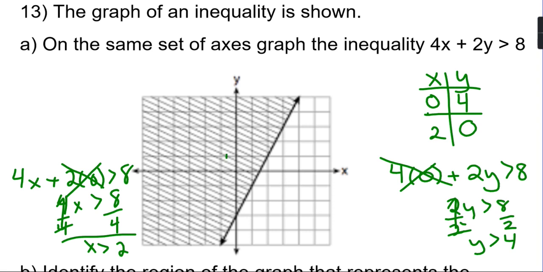So 0, 4 is right here, and 2, 0 is right here. Okay, so I am going to create a line.